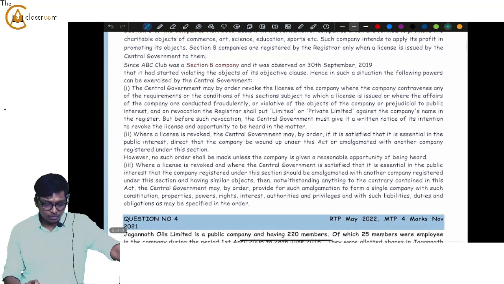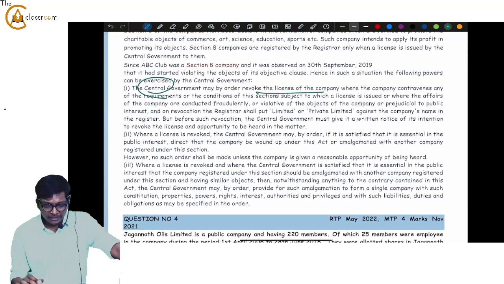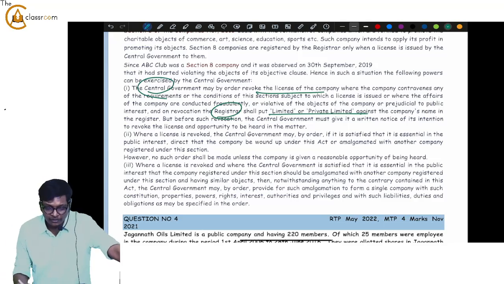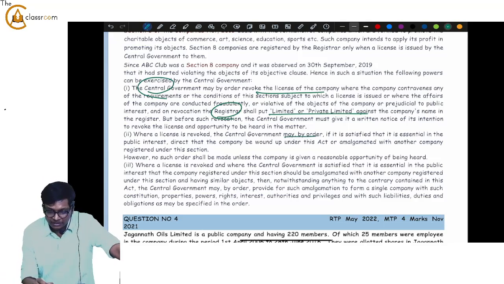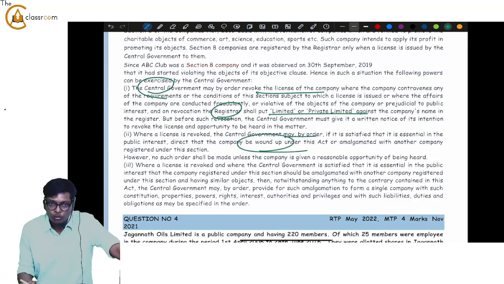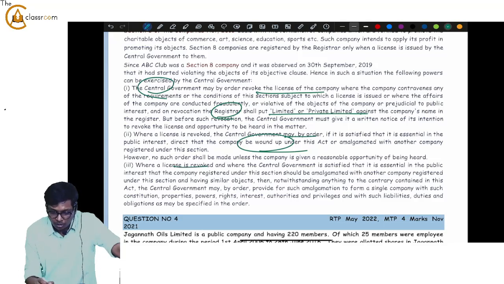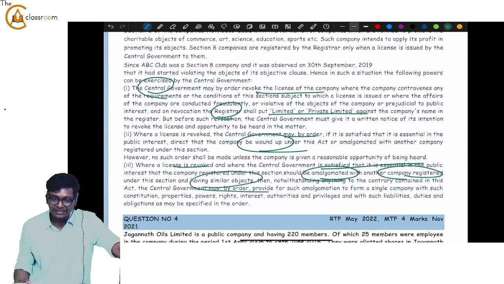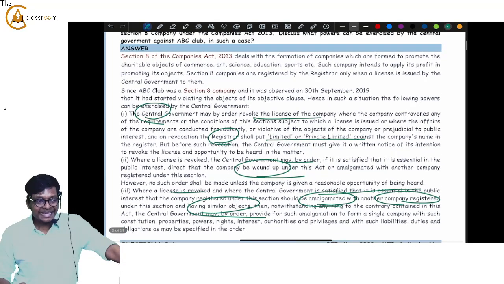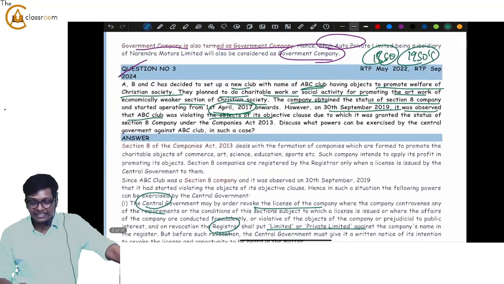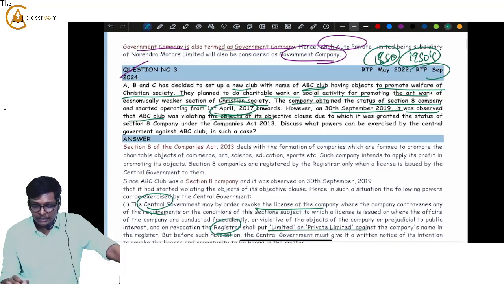Other points now. Look at that. Central government may revoke the license, and in that case, registrar shall put the name private or public, convert to private or public. Then if it's satisfied, you will be ordered to wind up. Where license is revoked, central government is satisfied, essential public, you can amalgamate with company having similar objects. It's a direct question through a case study. Are you following, guys? RTP September 2024.